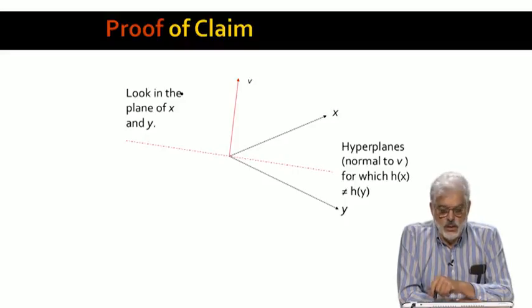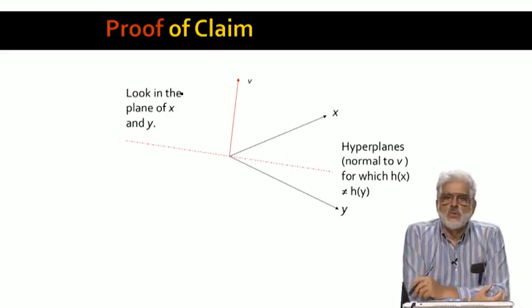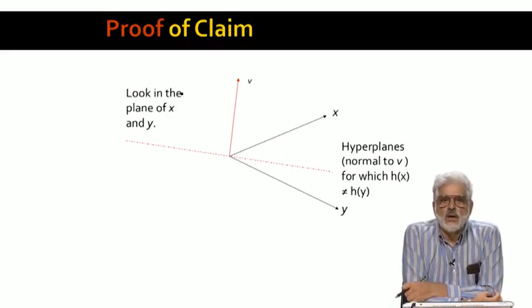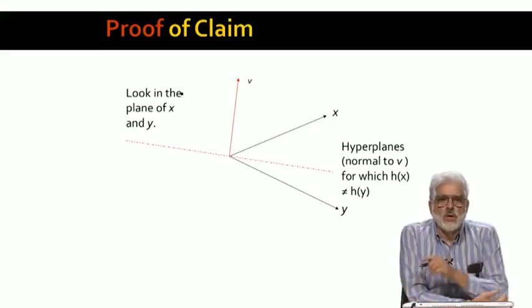The particular random hyperplane we chose has the property that its intersection separates x and y. That is, x is in the same direction as v relative to the dashed line, while y is in the opposite direction. Thus, the dot product of x with v will be positive, and the dot product of y with v will be negative.